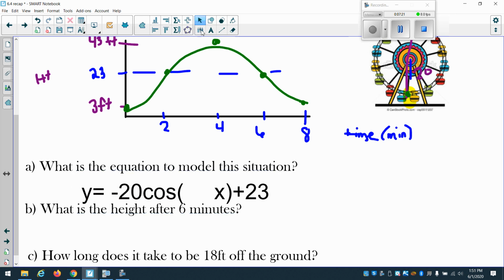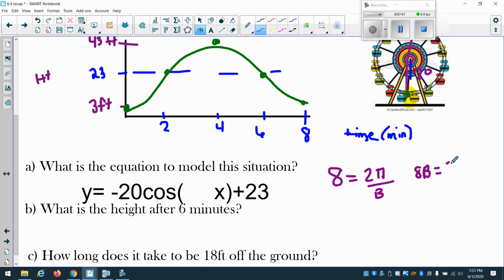So again, how do we figure out our b value? Well, it takes 8 minutes, so 8 equals 2 pi over b. So you have 8b, once you cross multiply, equals 2 pi, divide by 8, and your b equals pi over 4. So that's, we'll go into this spot right here, pi over 4.